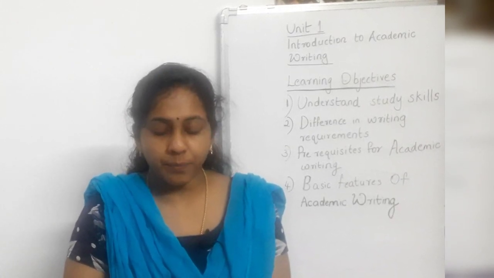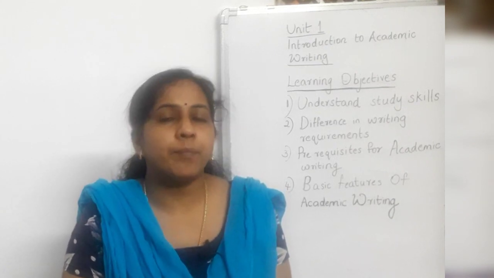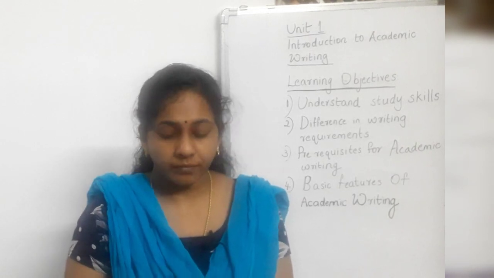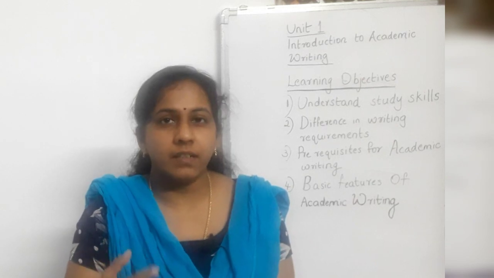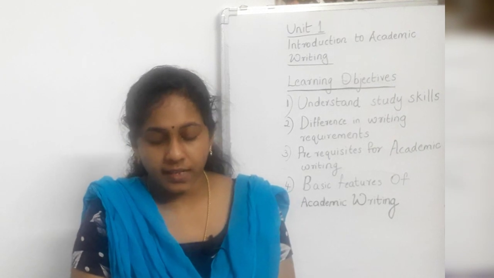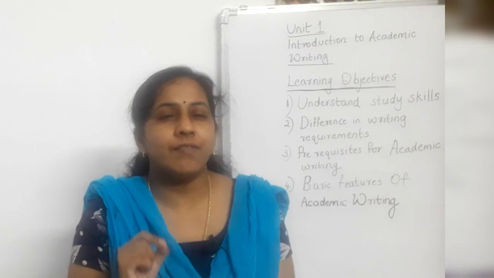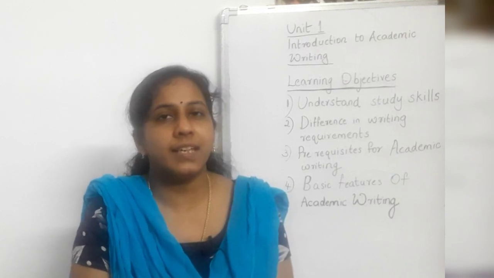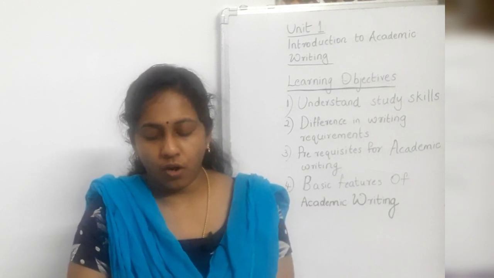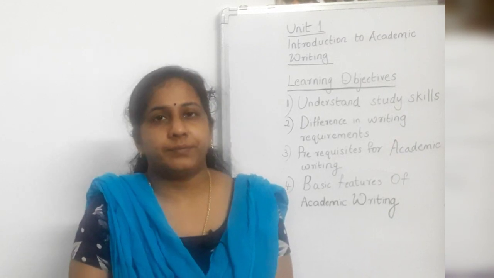Third one, recognize the prerequisites for learning academic writing. What is a prerequisite? A prerequisite is a precondition, a condition that you should have before doing something. You should be qualified with certain things, that is prerequisites. To learn academic writing, you should have some skill sets. What are those skill sets? Fourth one, understand the basic features of academic writing, the basic elements of academic writing.